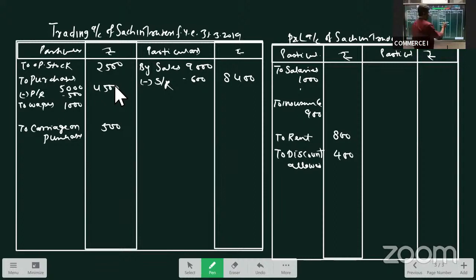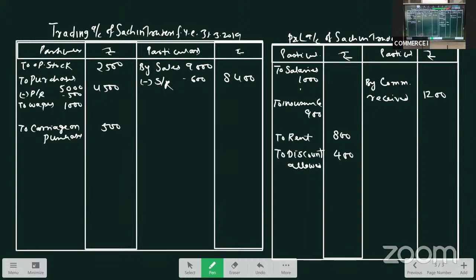Commission received. Commission received is a P&L item. 1,200. Then creditors. Creditors are a liability. They will go to balance sheet. Okay. So we have taken those items which are of direct and indirect nature, revenue items from the trial balance. Now let us see the adjustments.